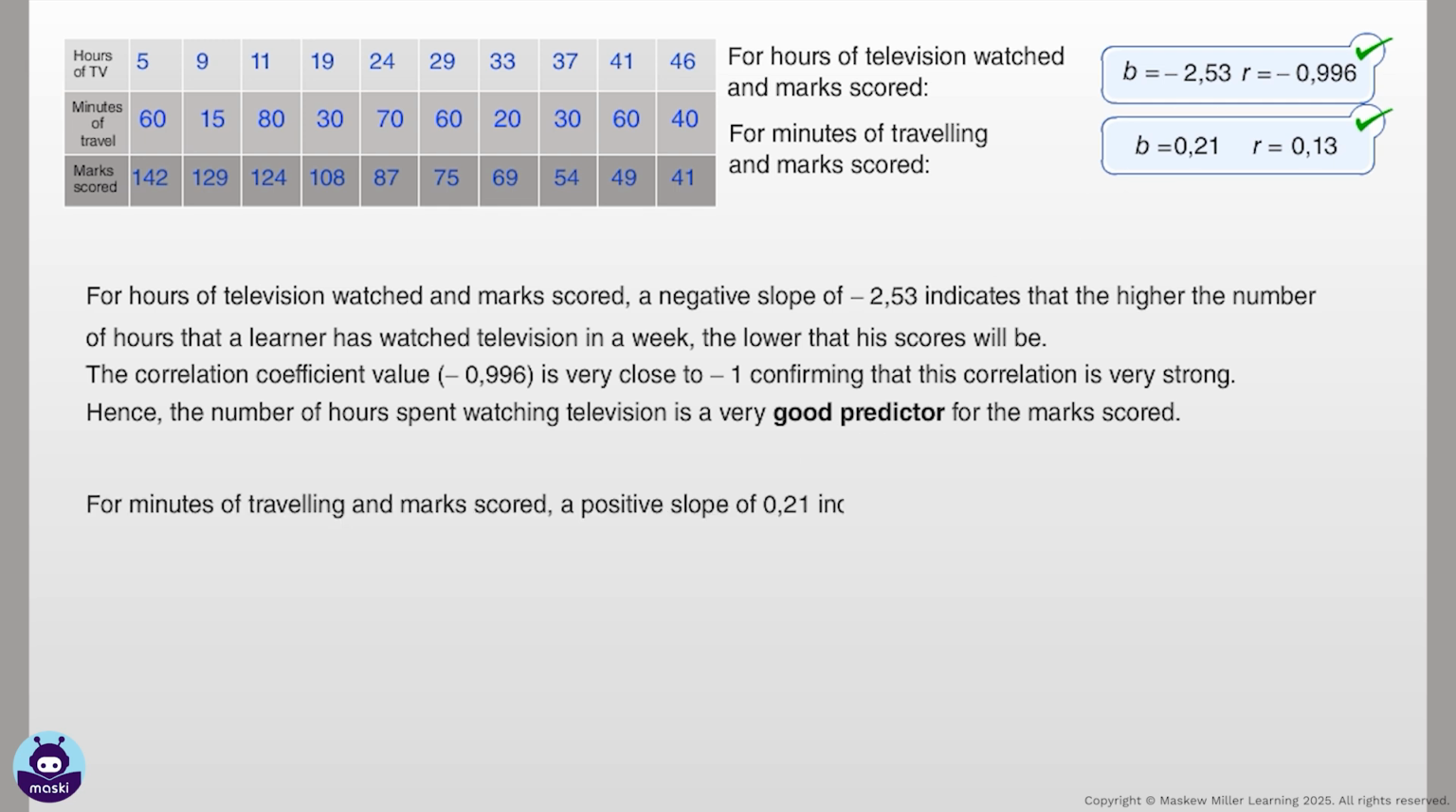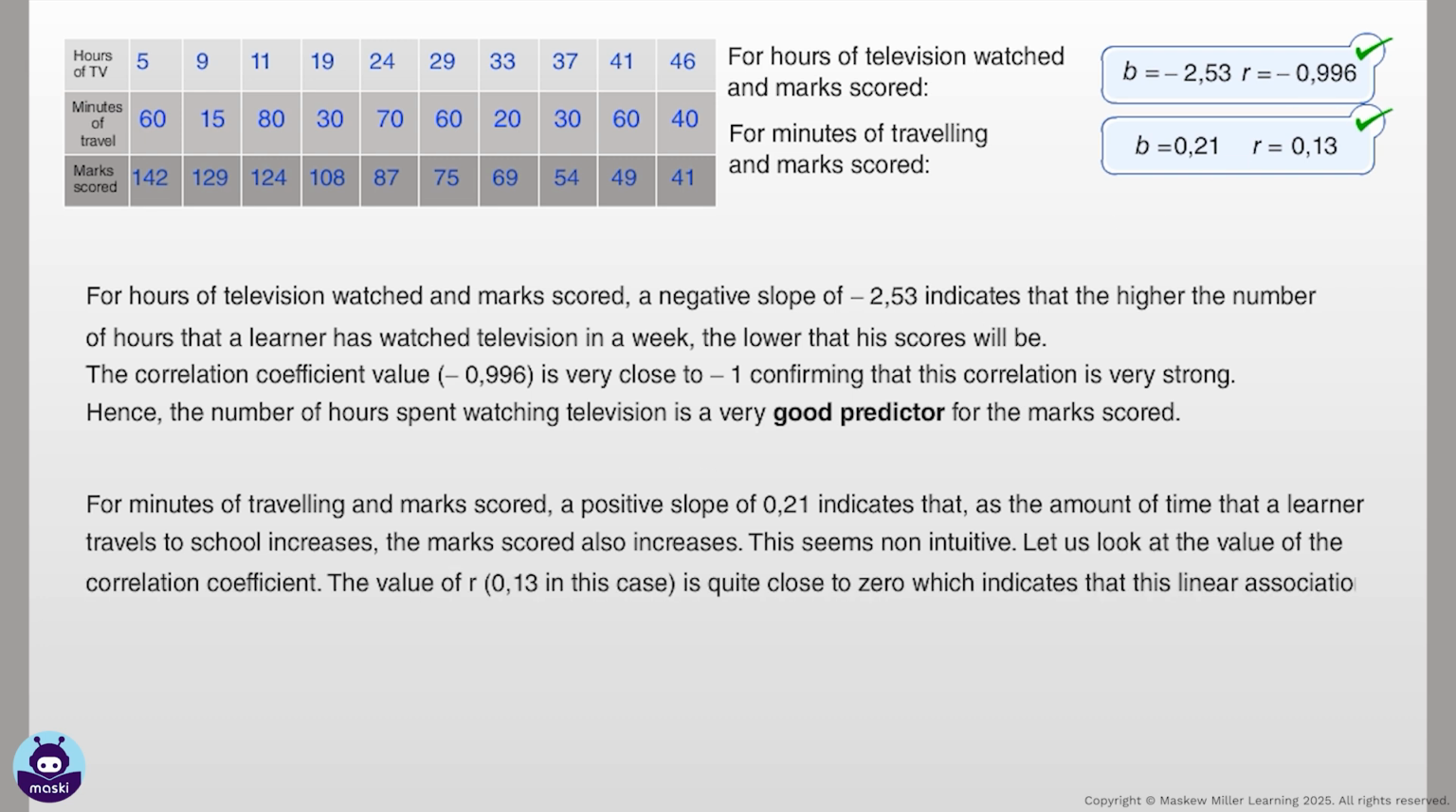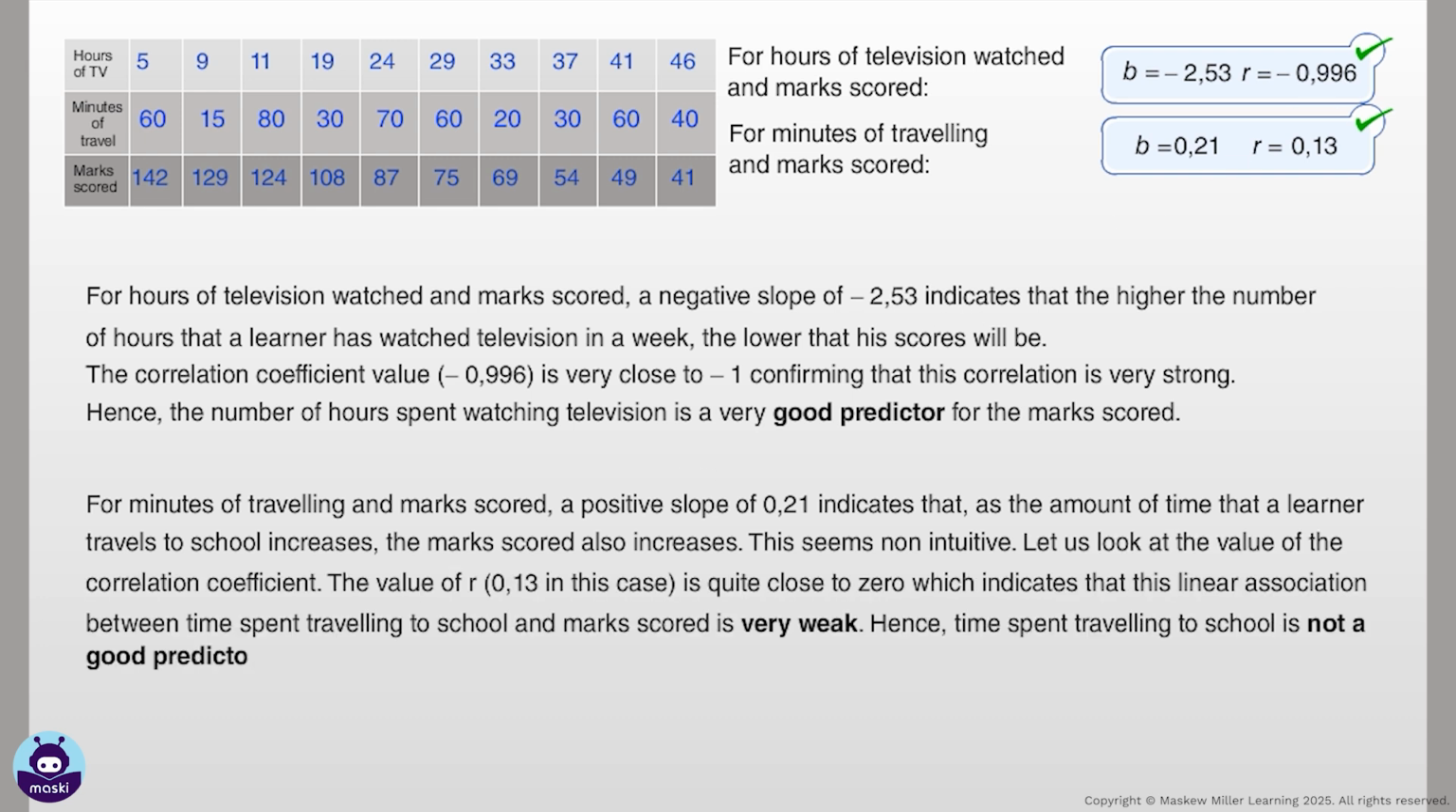For minutes of traveling and marks scored, a positive slope of 0,21 indicates that as the amount of time that a learner travels to school increases, the marks scored also increase. This seems non-intuitive. Let us look at the value of the correlation coefficient. The value of R, 0,13 in this case, is quite close to 0, which indicates that this linear association between time spent traveling to school and marks scored is very weak. Hence, time spent traveling to school is not a good predictor for the marks scored.